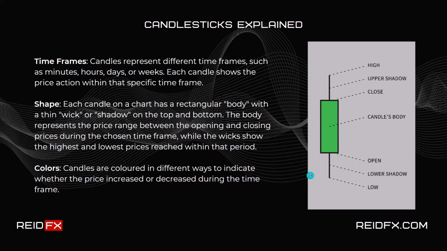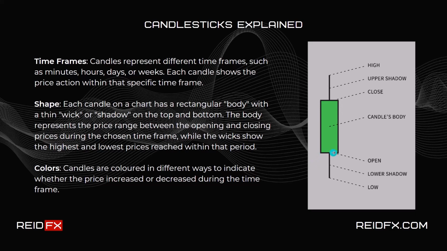The next thing to consider is the shape. Each candle on a chart has a rectangular body, which is this section here, with a thin wick or shadow at the top and bottom, and that's these little wicky bits here. Hence we call it a candle, because it looks like a candle with a wick. Obviously these candles have a wick at both ends, or most candles have a wick at both ends. The body represents the price range between the opening and closing prices during the chosen time frame, while the wicks show the highest and lowest prices reached within that period.